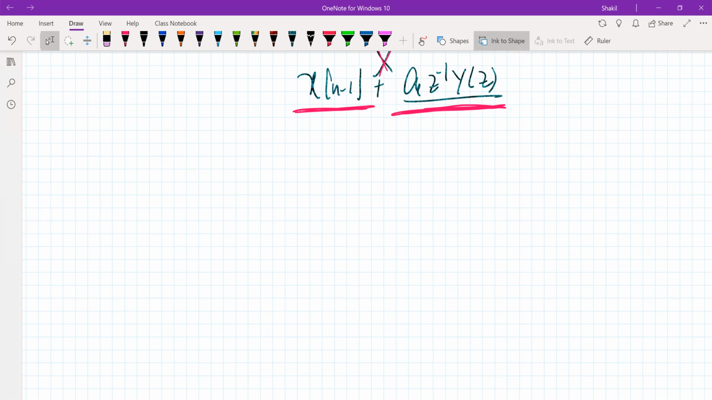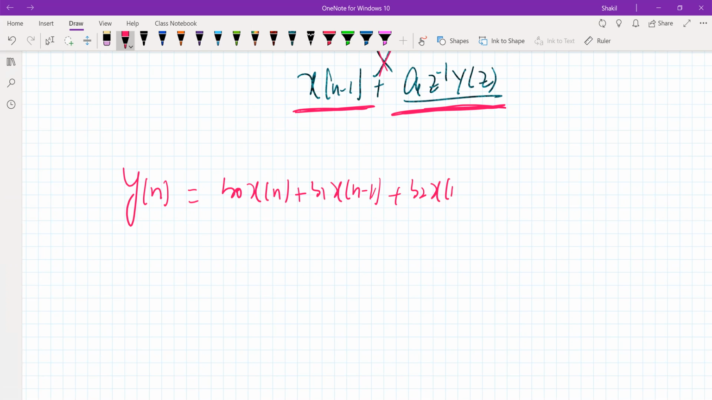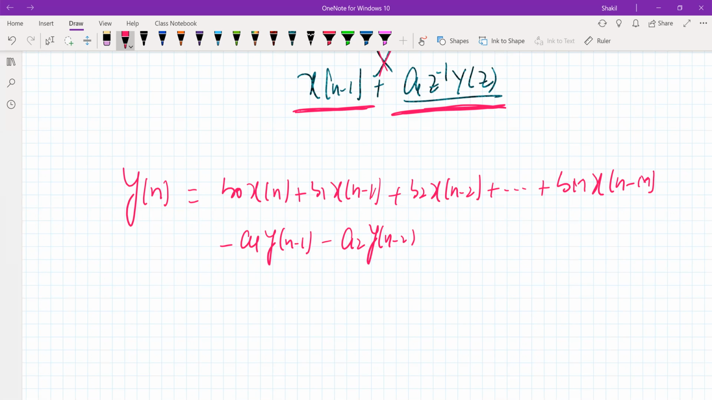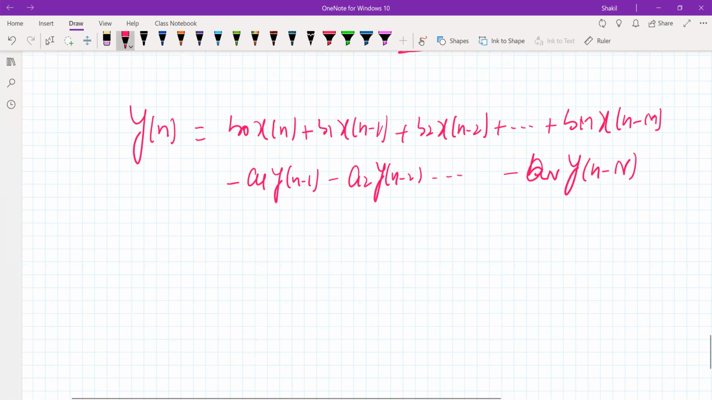Now let's realize this difference equation, which is given by b0 x of n plus b1 x of n minus 1 plus b2 x of n minus 2 and so on, up to bm x of n minus m. Then we have minus a1 y of n minus 1 minus a2 y of n minus 2 and so on, up to an y of n minus capital N. Alright, so how do we realize this?